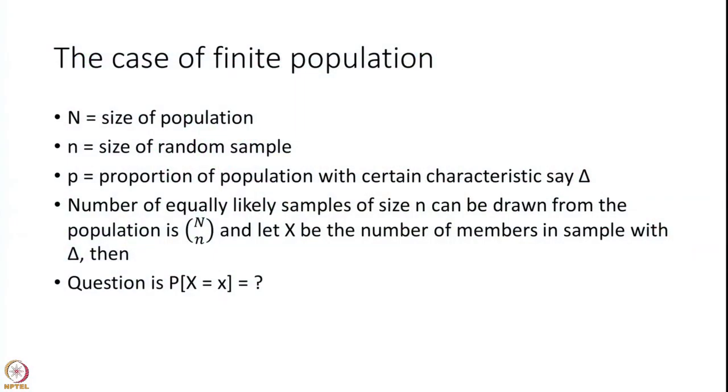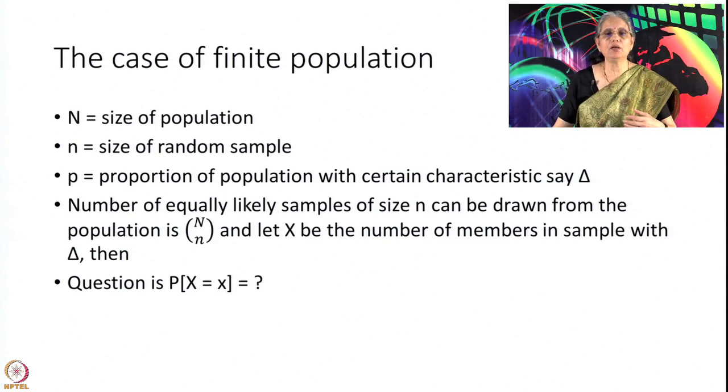Let us start. Capital N, let us say, is the size of population. Small n represents the size of a random sample as always. P is the proportion of population with a certain characteristic, say delta. For example, it could be the number of defectives, or the number of successes. So there is some characteristic delta, and in the population, P proportion of the population has the characteristic delta.